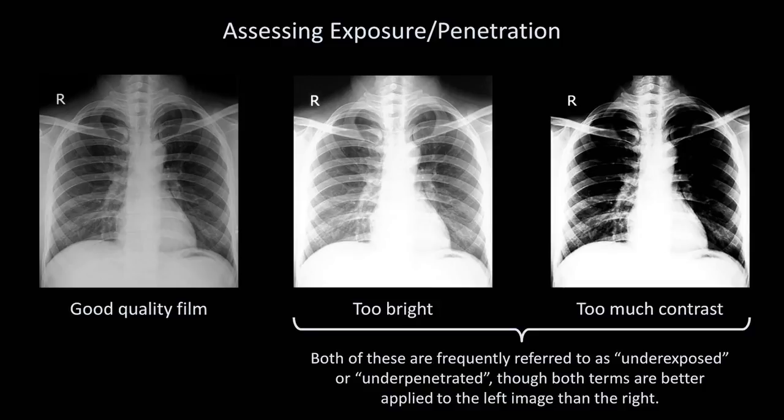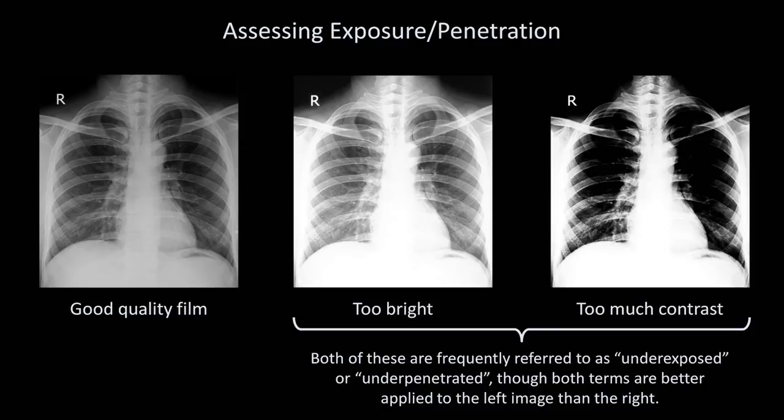The imperfections in the middle and right films are frequently referred to as underexposed or underpenetrated, though both terms are better applied to the left image than the right. For digitally processed images, excessive brightness can occasionally be corrected when viewing the image, but improvements with contrast problems are usually very limited since critical detail was not captured at the time of image acquisition. Is there a way to assess penetration that is more precise than Gestalt?